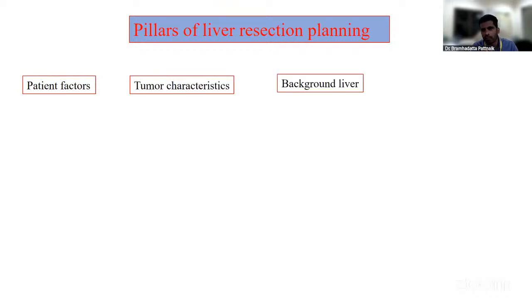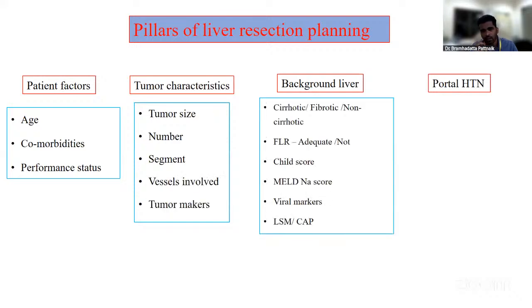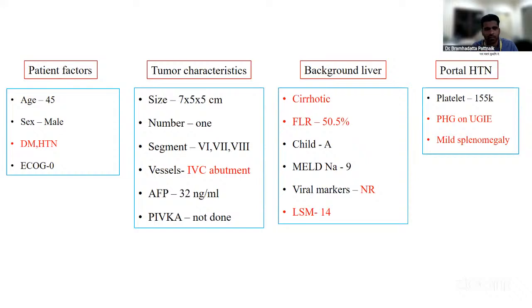So there are 4 areas we can actually plan the liver resections: the patient's factor, the tumor characteristics, the background liver, and the most important is the proper and legitimate assessment of the background portal hypertension. So I'll just show one of the patients where we think in this way only, for all the major liver resections.